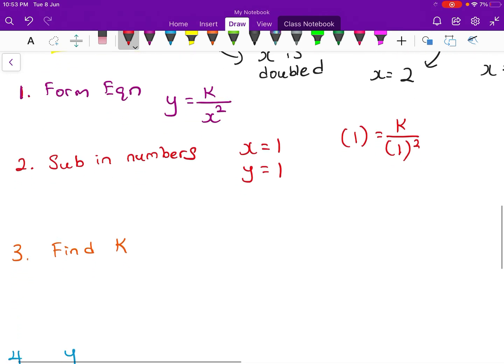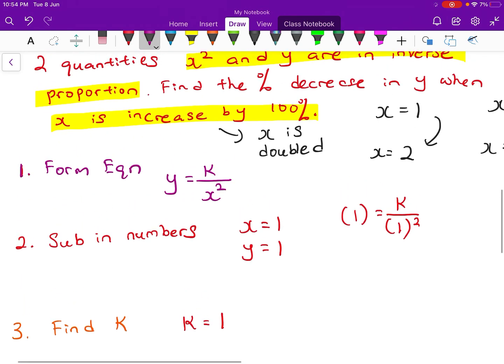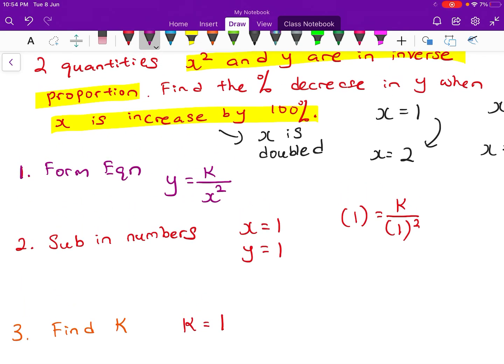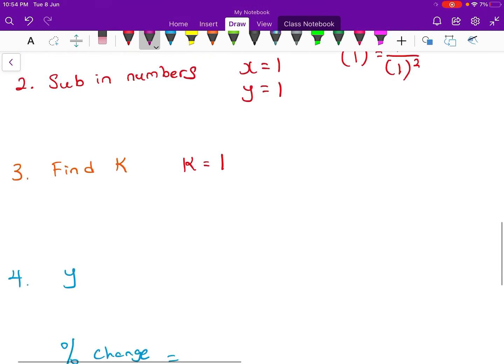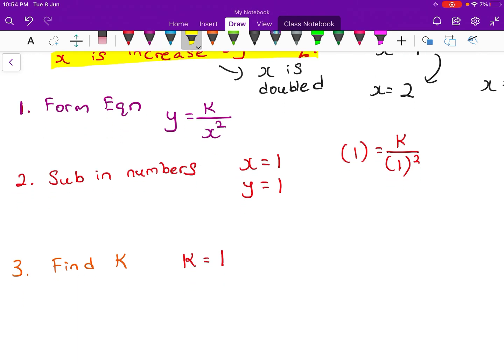Okay, next, find what is your k. So your k, very simple. Your k is always 1, right? Because I set my x and y as 1. So k is just equal to 1 times 1 square, which is just 1. Okay, so now I have my constant k. So next, it's time to find what is my y when my x is doubled. Okay, so basically if now my original x is this, right? When I double my original x of 1, it will be equal to 2.